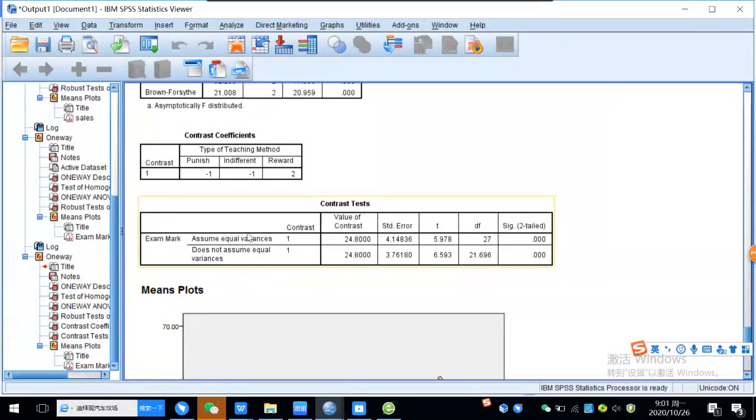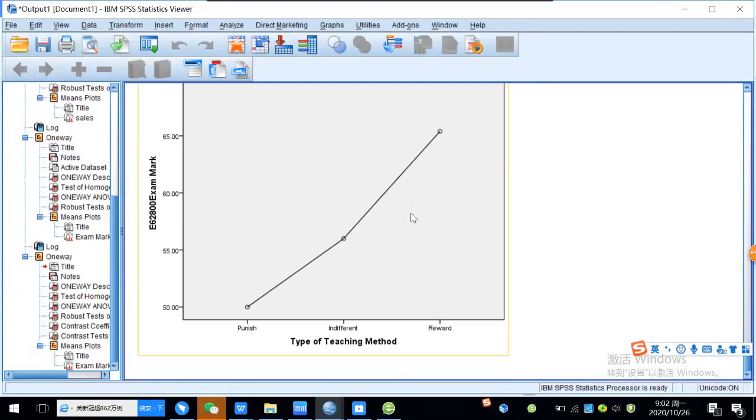Okay, so let's look at the contrast tests. The t-value, because the variance is equal, so we look at the assume equal variance row here. The t-value is 5.978. The significance is less than 0.001. So it's significant at the 0.001 level, right? So that means the reward is better than either punish or indifferent.